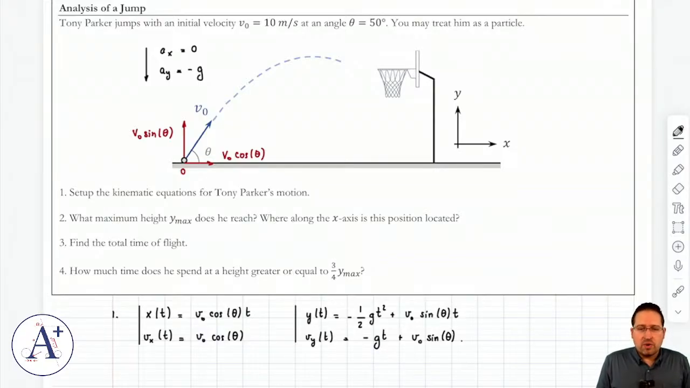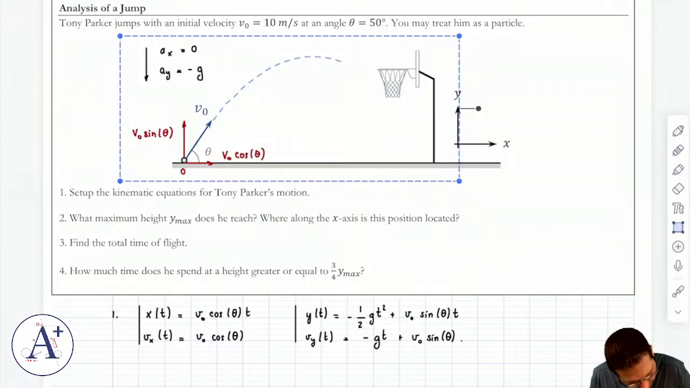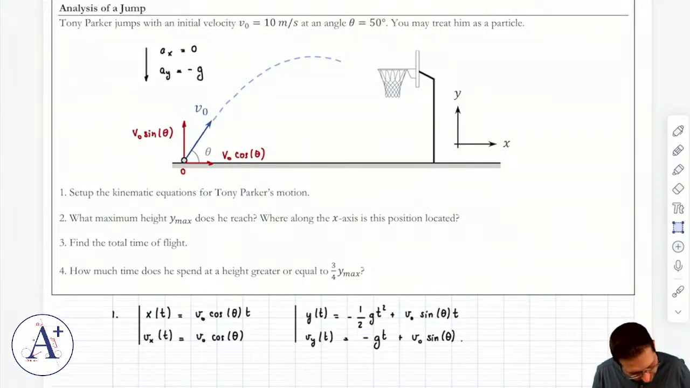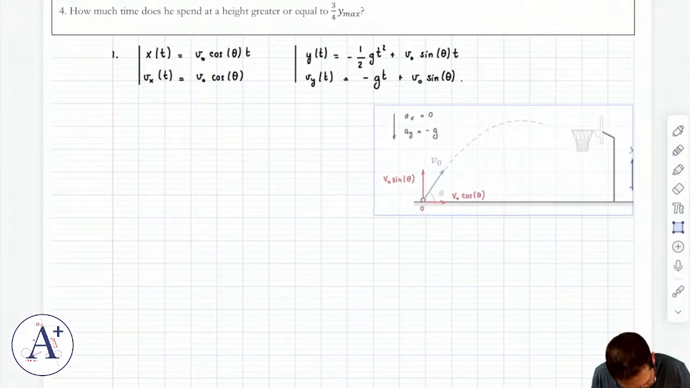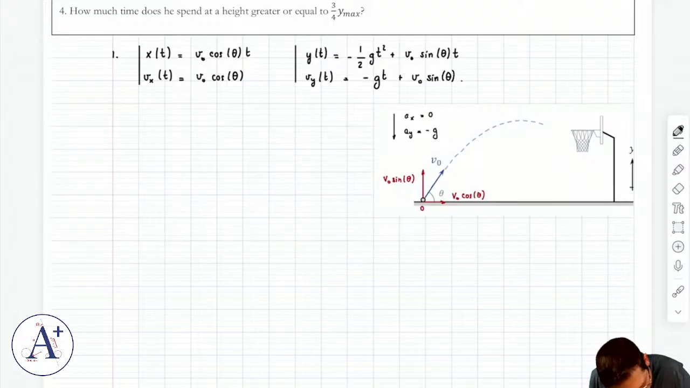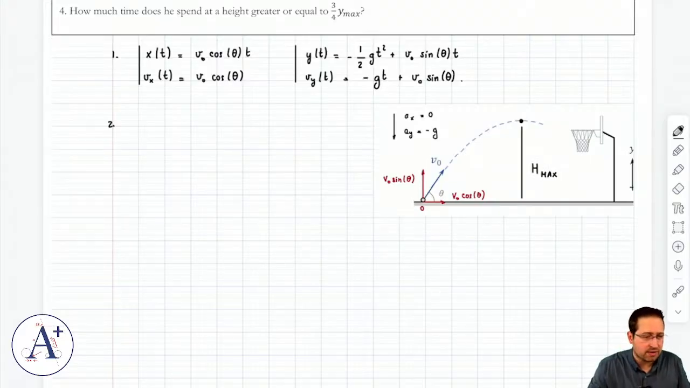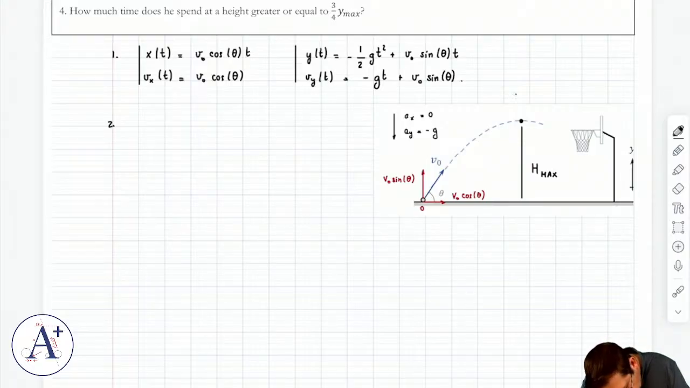Okay, so what maximum height does he reach, and where along the x-axis is this position located? Okay, so let's go ahead and make a copy of this thing. Let's just have it as a reference here. And of course we agree that at some point he's going to reach a max height. Looks like probably around here somewhere, right? So this is going to be, you call it h max maybe, or whatever you want to call it, doesn't really matter. And then let's say that this happens at a time t1 perhaps. I'm going to put t1 right here.